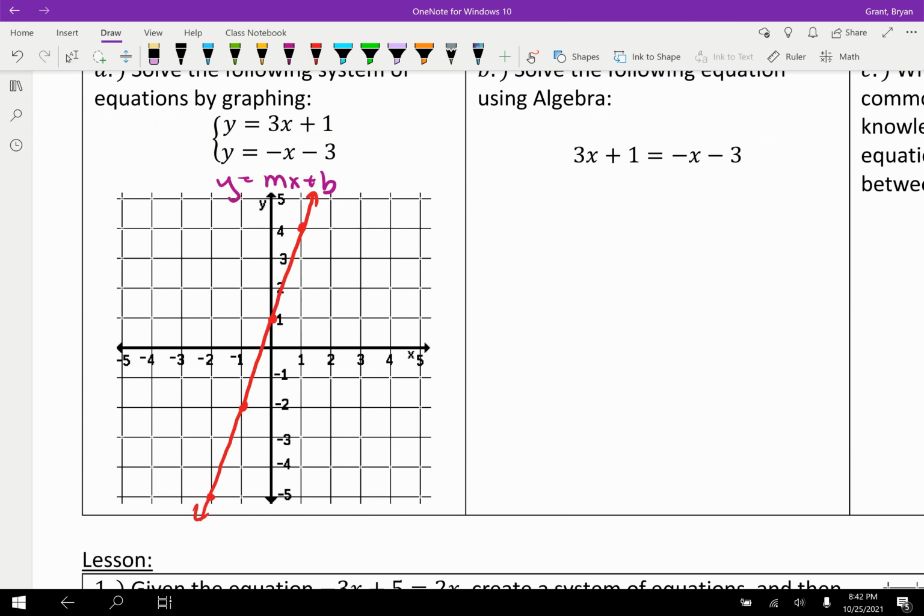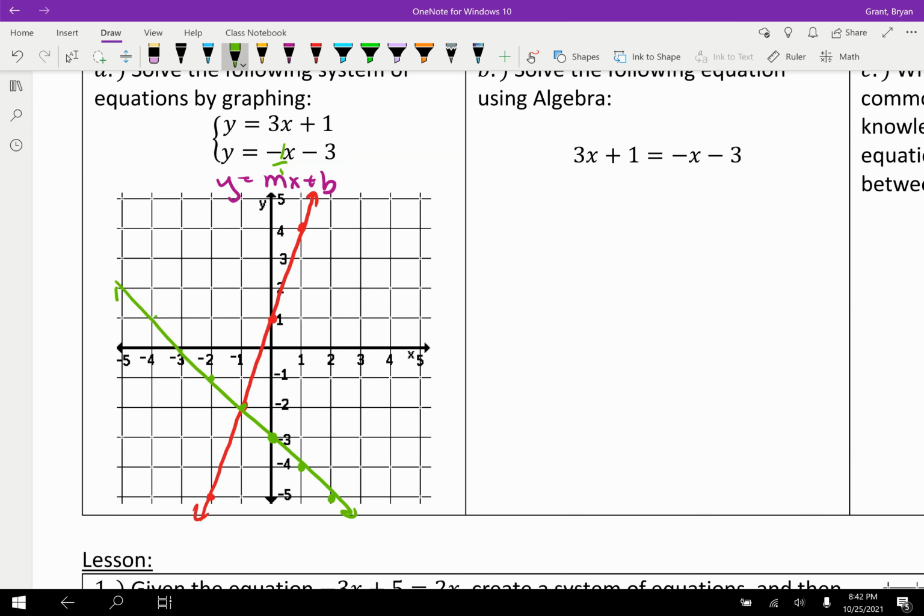Then we need to go through and do the green equation, the second one over here. Our y-intercept is negative 3. Don't forget that negative down there. And our slope has that negative out front. That means we go down 1 over 1. Down 1. We want to go to the right because we want our line to go in a negative direction, a downward direction. So down 1, to the right 1. And we go this way.